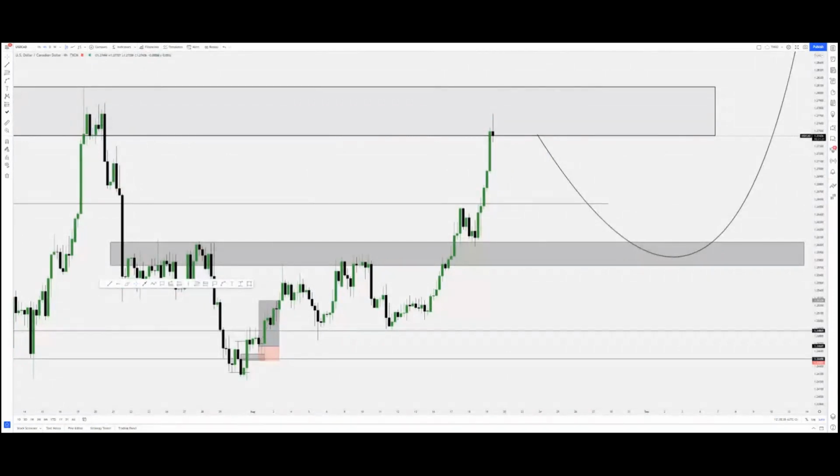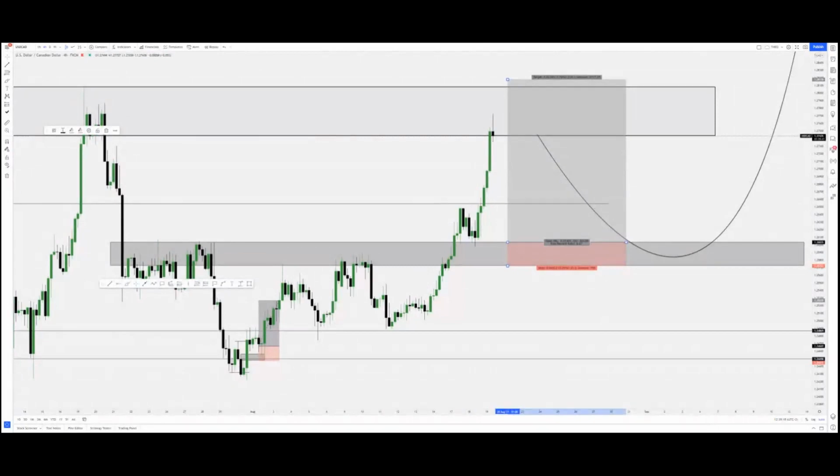Now, what is the risk to reward model? If eventually price comes to that circled area, I'll be looking for buying opportunities here, and I'll be risking 1% of my account. My take profit will be at this high. So the risk to reward model is 1 to 6: 1% of my account to make 6% of my account. I'm okay with that risk to reward model.